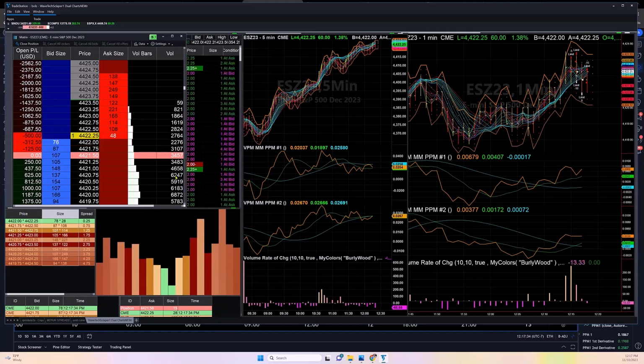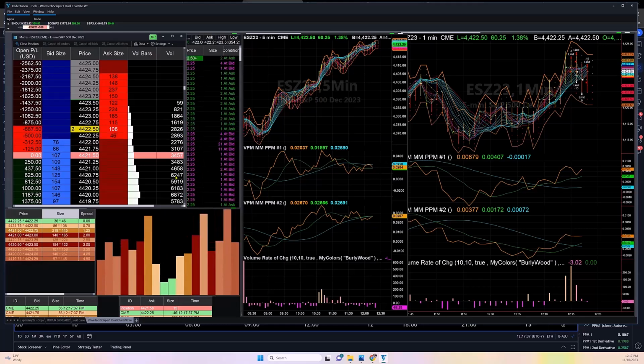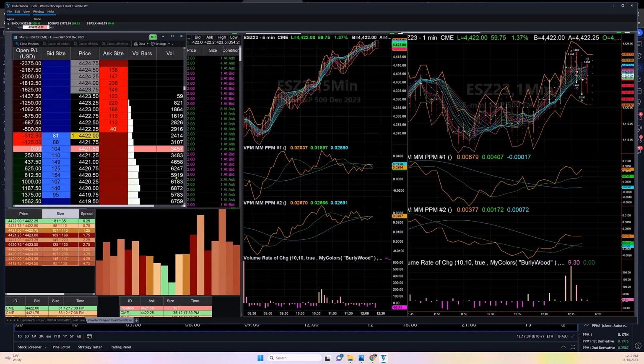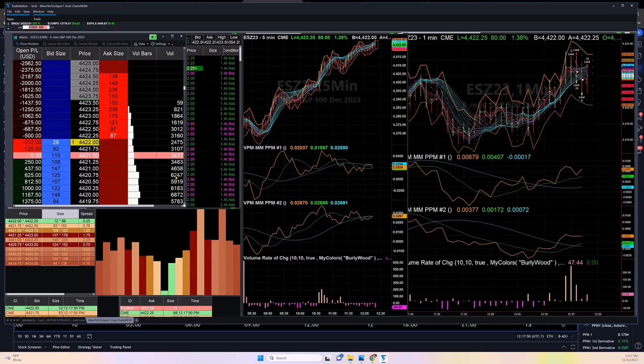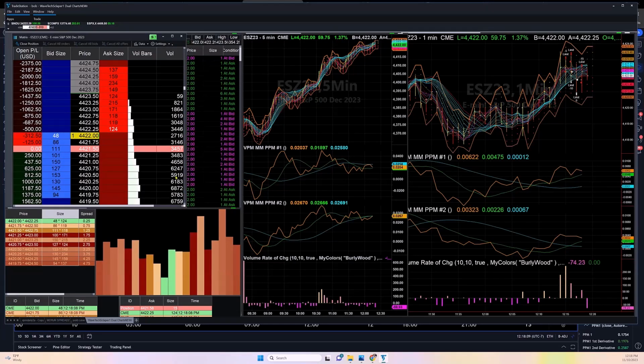The 1 minute is potentially rolling over. The 5 minute shows that we could have about a 5 to 10 minute downfall, like at least 2 bars. But the PPM, we're at PPM 1 on the 5 minute is at 0.15. A lot easier if we had a set of rules.